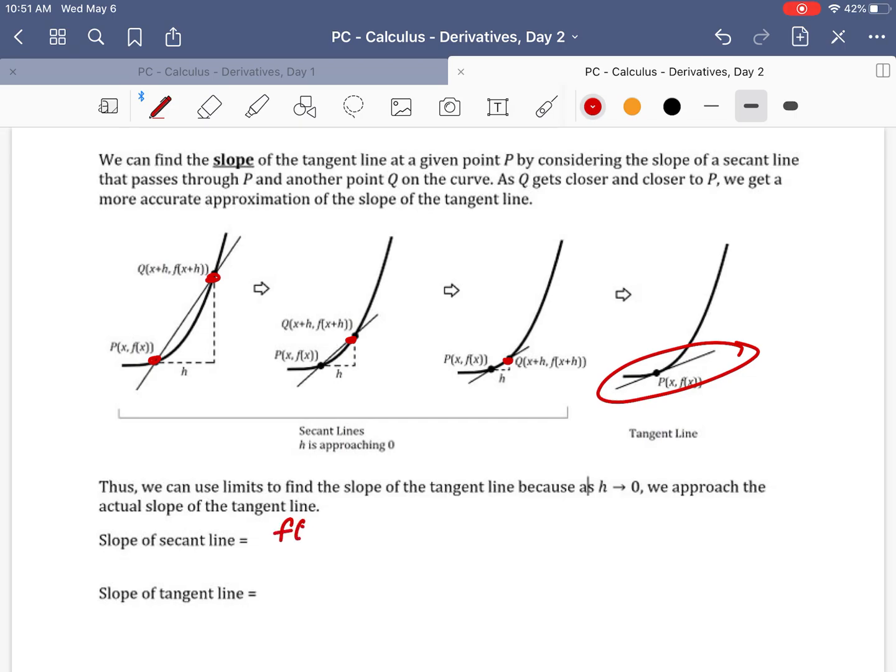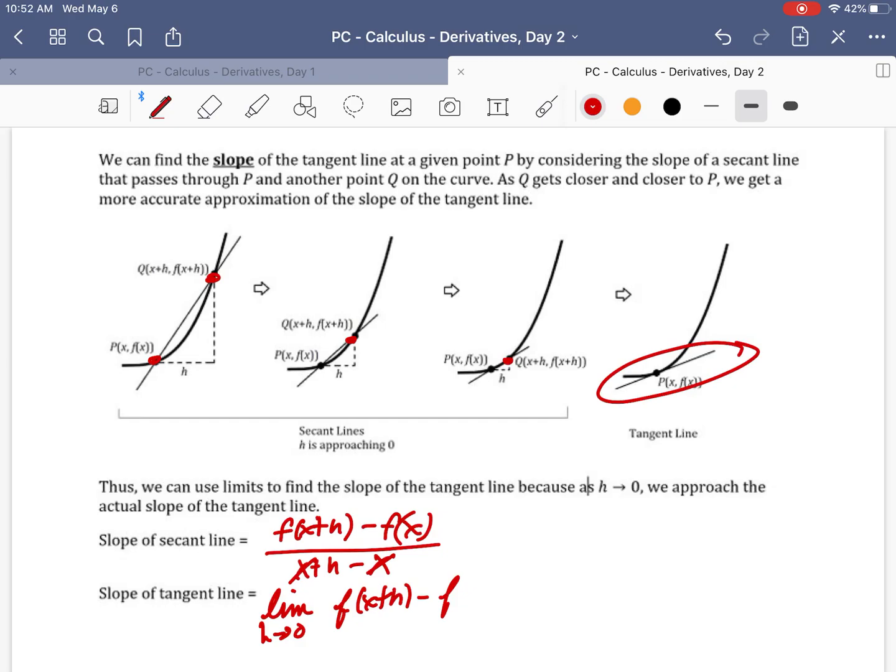So the slope of your secant line is f of x plus h minus f of x over, remember it was x plus h minus x, and then the x's went away. So the slope of the tangent line is what we're going for, and that is the limit as h goes to 0 of this expression, f of x plus h minus f of x over h. Okay, and you notice we can't plug in 0 right now because that would make the bottom 0, so you had to do some fixing before you can do that.